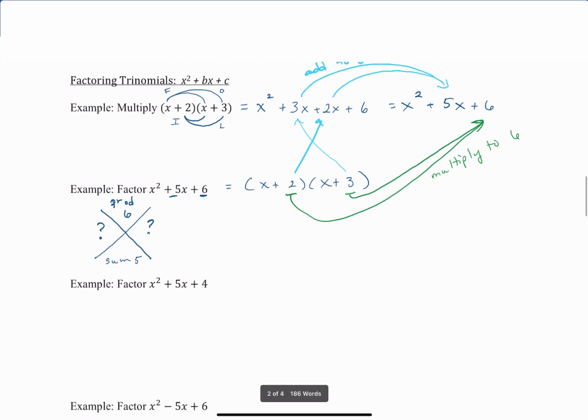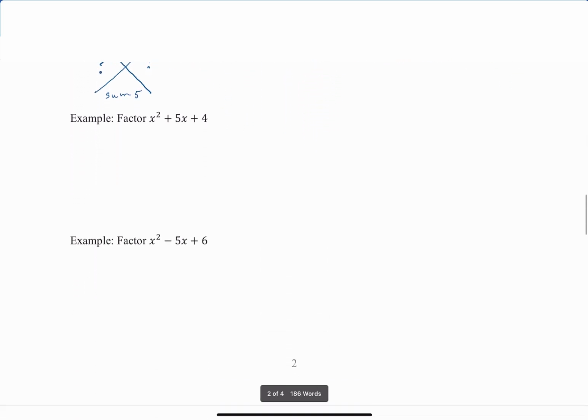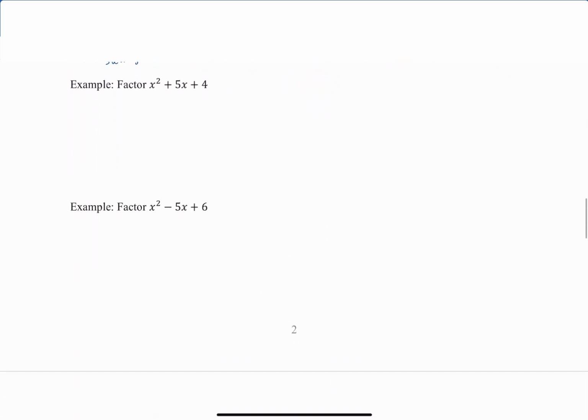Let's try another problem. Let's factor x squared plus 5x plus 4. So to turn it into a multiplication problem, it's going to look like two sets of parentheses with x's in them. And those x's are going to have numbers added to them. To figure out what those numbers are, I need to find two numbers whose product is 4 and whose sum is 5.